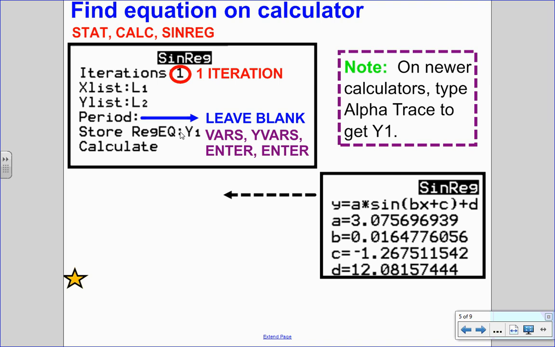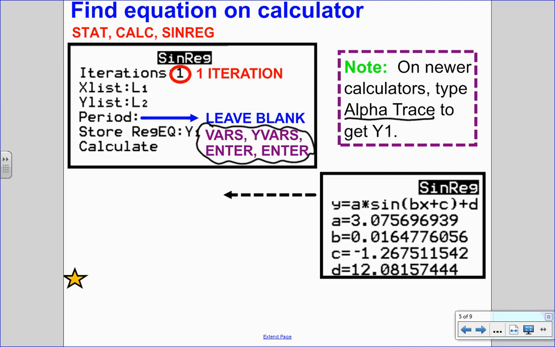So this is kind of like on your computer, how you go Control C to copy it, and then you do Control V to paste it. This is like the copy paste. We want to tell where we want to copy this equation. We want it to go into y1. So if you have an 83, to get the y1, you do vars, yvars, enter, enter. If you have an 84 or newer, you just do alpha trace to get the y1.